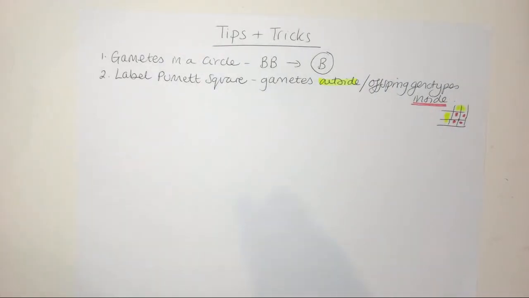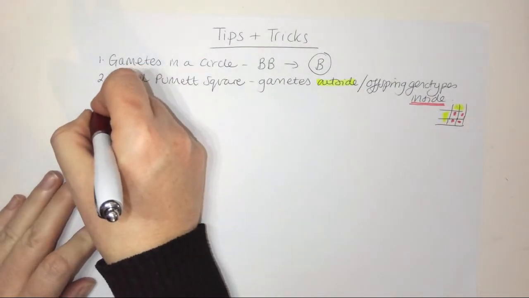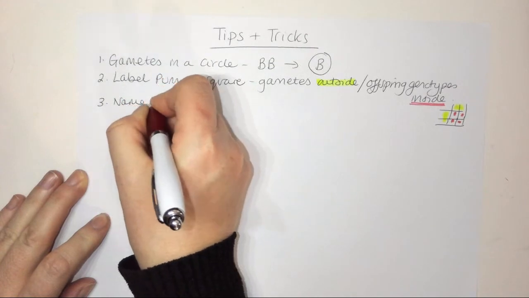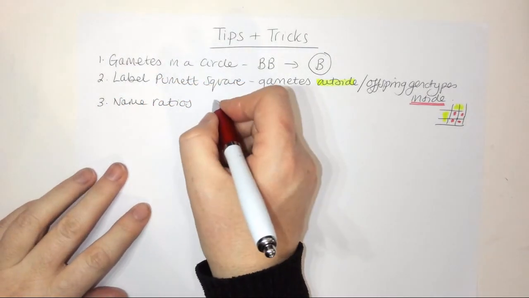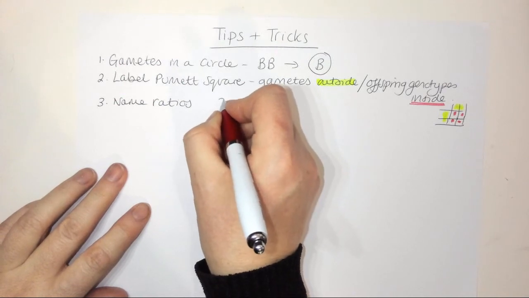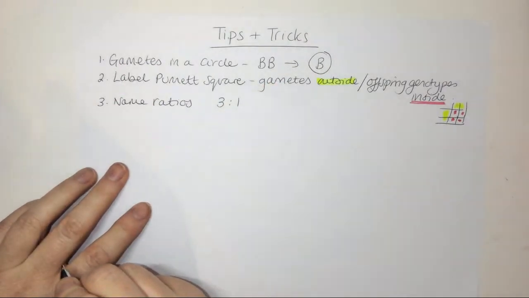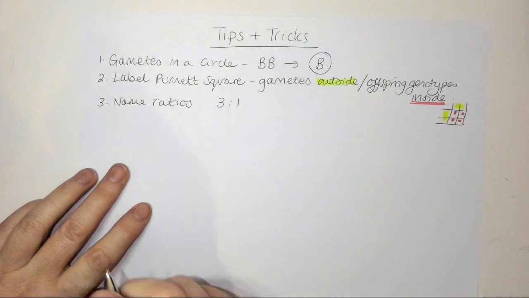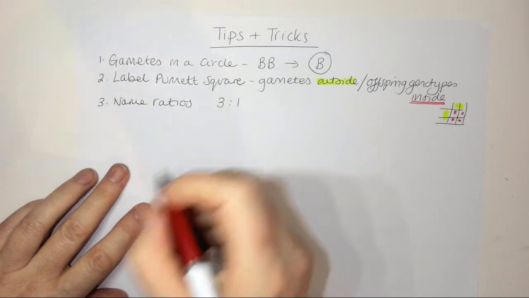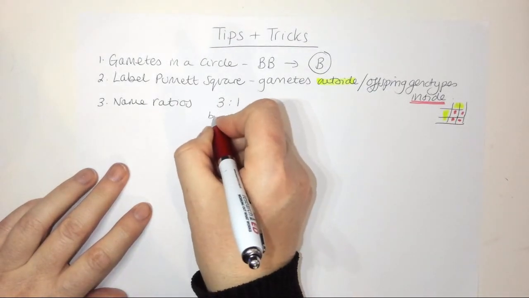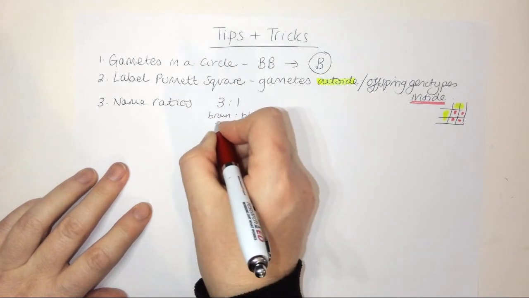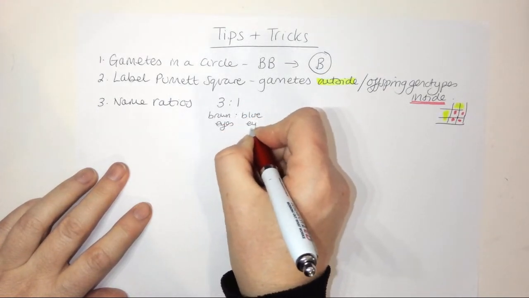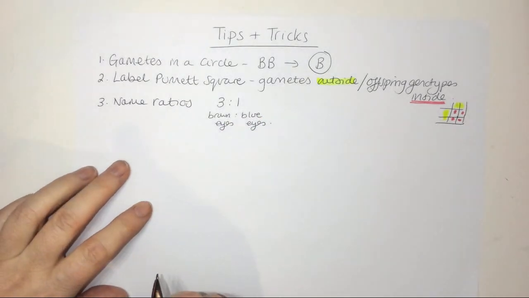What else has there been that's really useful? Oh, name the ratios. If you have a ratio of blue to brown eyes and you say the ratio is 3 to 1, fantastic. You get 0 points unless you also write down what the phenotype is. 3 brown to blue eyes. You have to clarify the ratios.